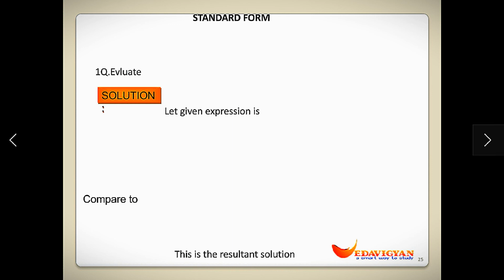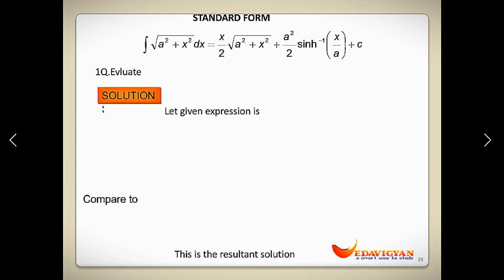Look at another standard form here. The integral of square root of a square plus x square dx is equal to x by 2 square root of a square plus x square plus a square by 2 sinh inverse x by a plus c. Right, look at the problem here.